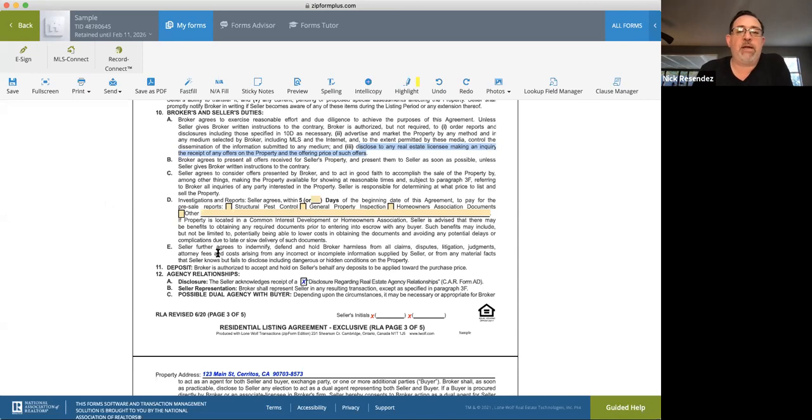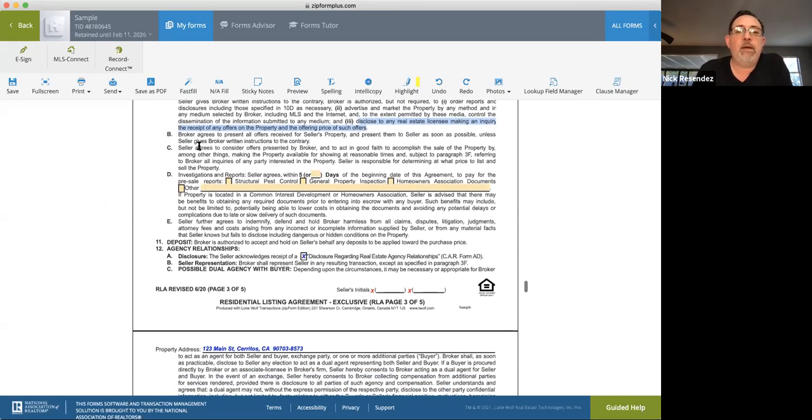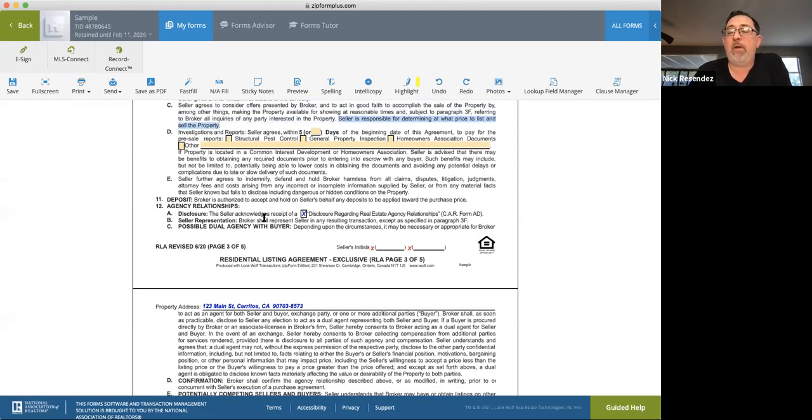We're agreeing to present all offers when they're received, and the seller agrees to consider the offers presented and act in good faith to accomplish the sale, right? So they're agreeing to walk with us through this process and get this place sold. Lastly, seller is responsible for determining at what price to list and sell the property. We're going to give them advice on whether the offers coming in are good, should be accepted, should be countered, et cetera, but ultimately the seller has that responsibility.